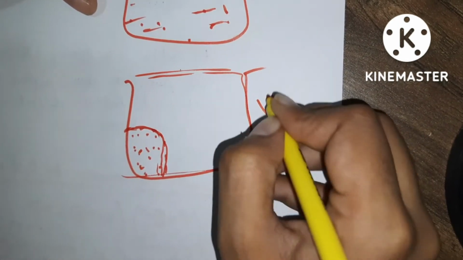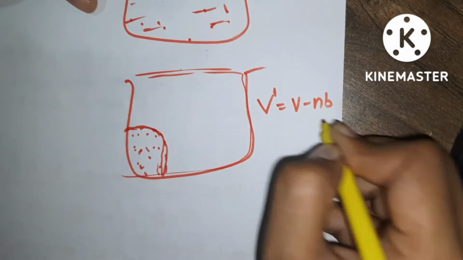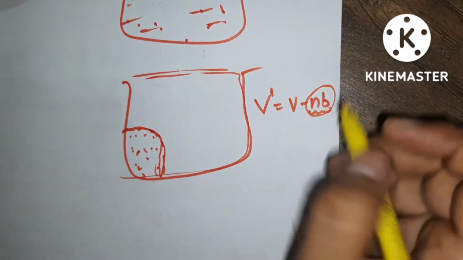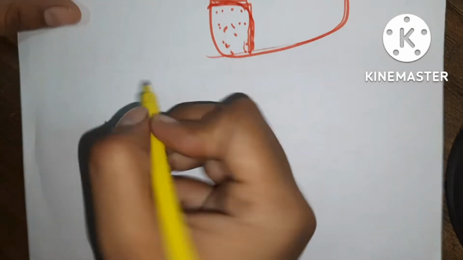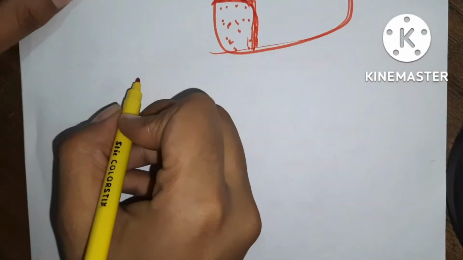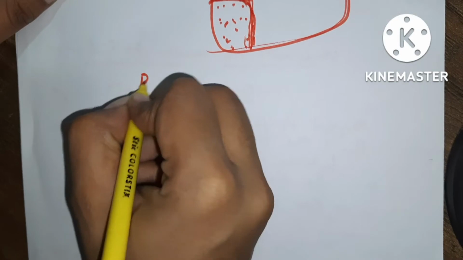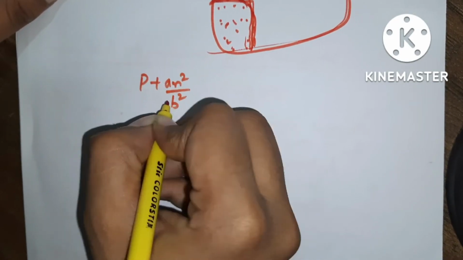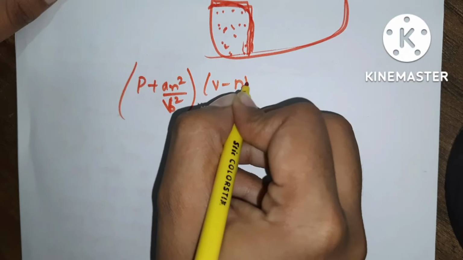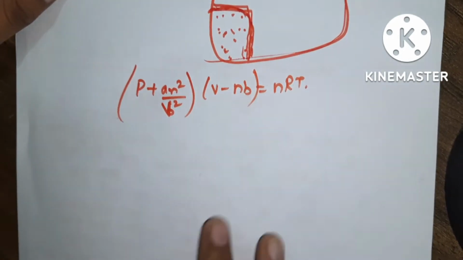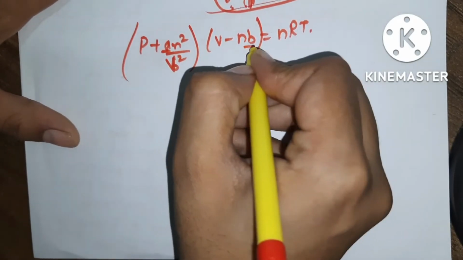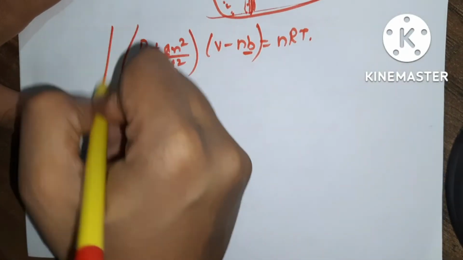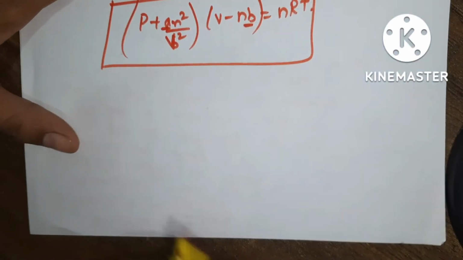V dash is equal to V minus nb, where n is the number of gas molecules from which we exclude the volume. So this was the significance of the van der Waals parameters, or van der Waals constants, in (P + an²/V²)(V − nb) = nRT. Now, the units of a and b are very important from the NEET point of view and JEE point of view.